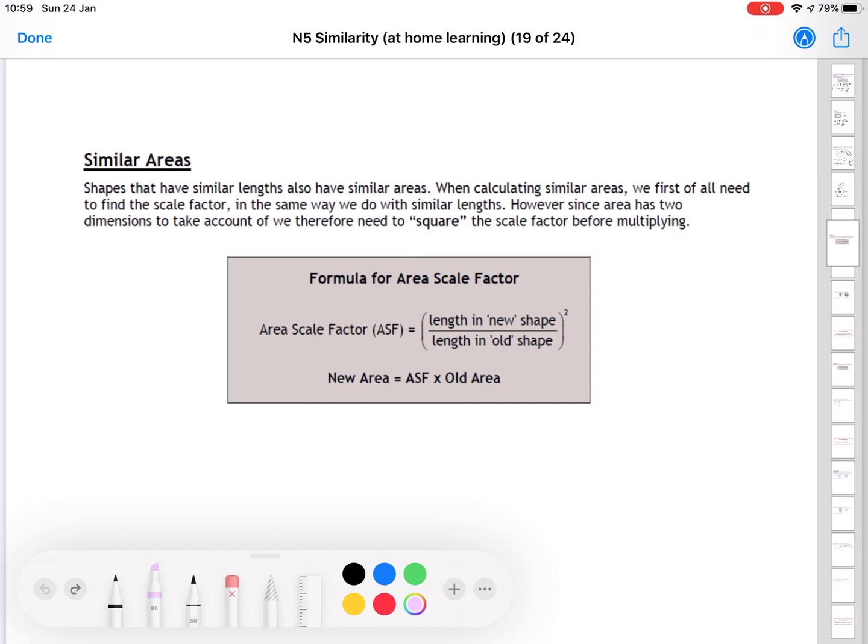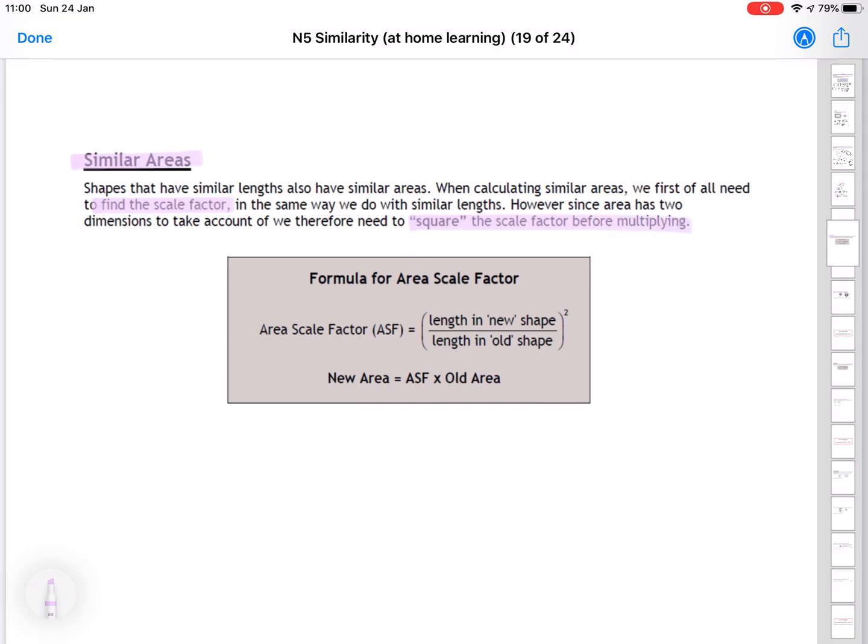So in this lesson we're going to be looking at similar areas. Shapes that have similar lengths also have similar areas. When we calculate similar areas, we first of all find the scale factor, as we learned in the last lesson. Then, because area has 2 dimensions, we have to square our scale factor before we multiply that by the area of the first original shape to find the area of the new shape.